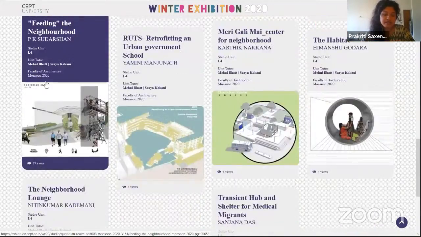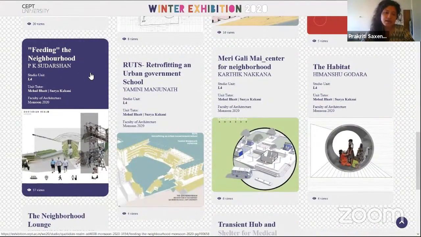The next project is titled Feeding the Neighborhood. This project was basically done by Sudarshan in the city of Mysore, where he saw that because of our current centralized way of food distribution and food networking, the country is heavily dependent on various states for their everyday needs of fruits and vegetables. And he also found an existing resource of barren lands that are waiting to be turned into parks. But there is this gap of around 10 years where they're left untouched.